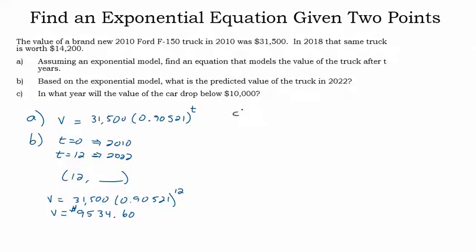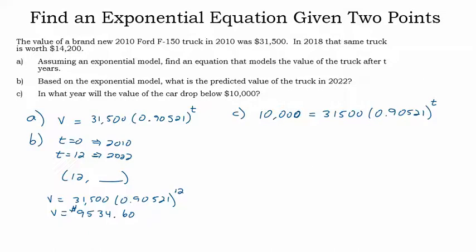All right, part C says, in what year will the value of the car drop below $10,000? So here we're given the value of the car. Plug that in for V, and we're being asked to find the value of t. There's a couple different ways to do this. One way is graphically, and another way is using logarithms. I guess there are 3 ways, you could do guess and check too.